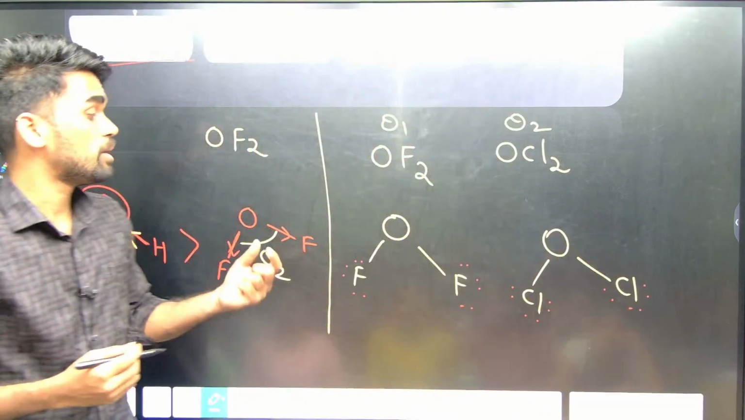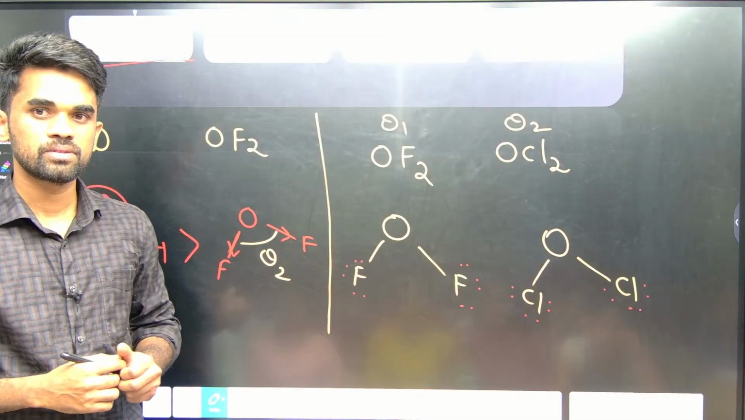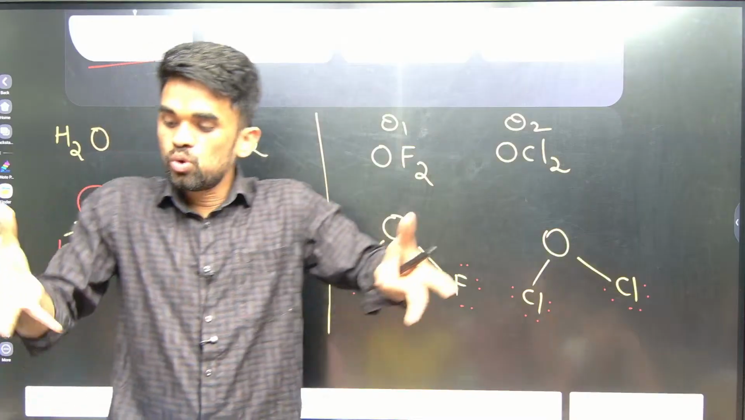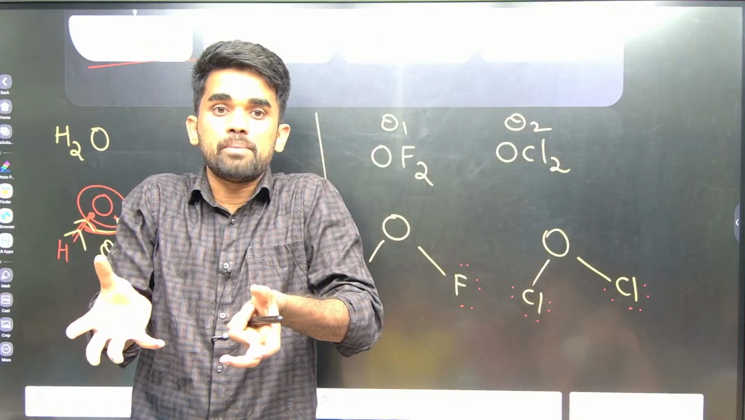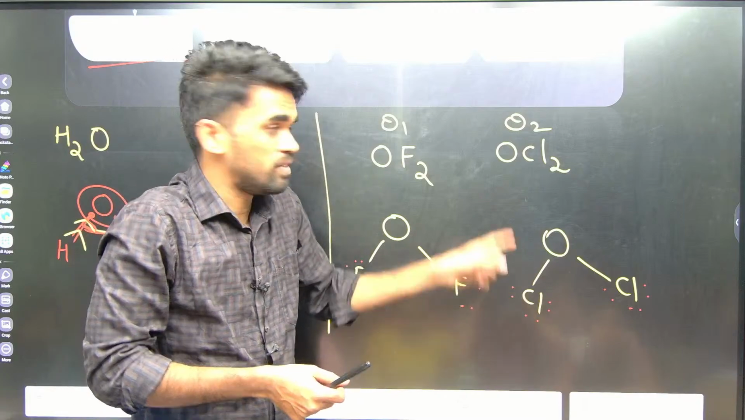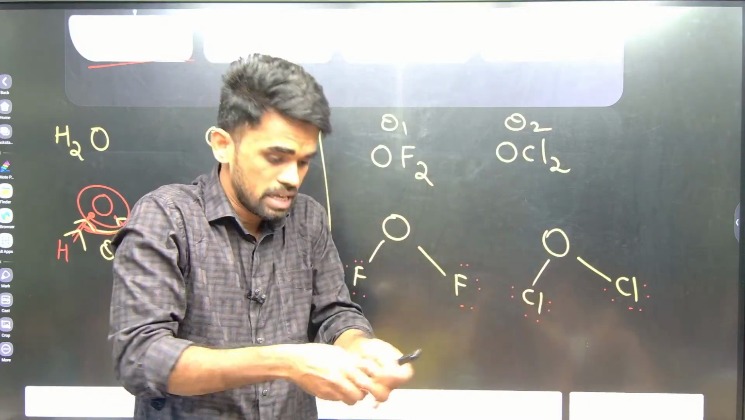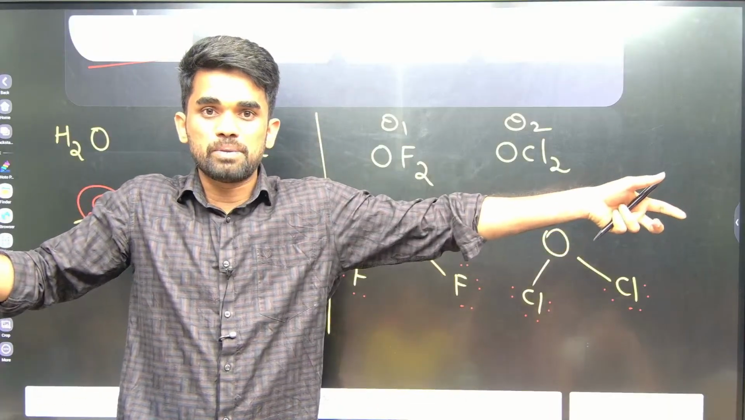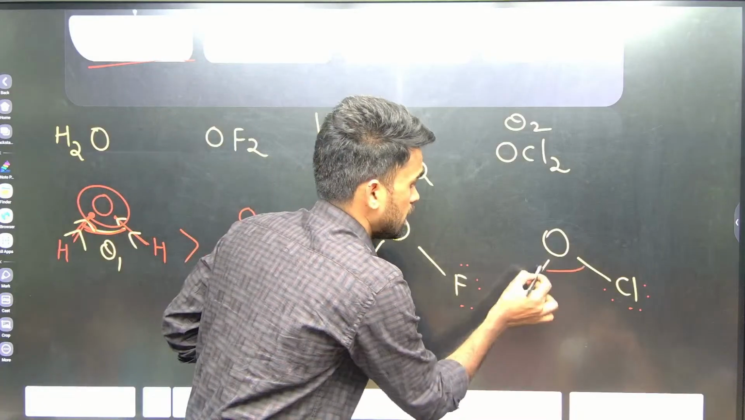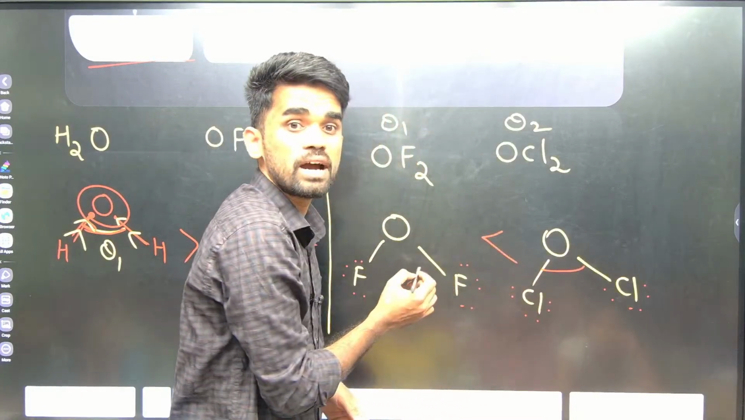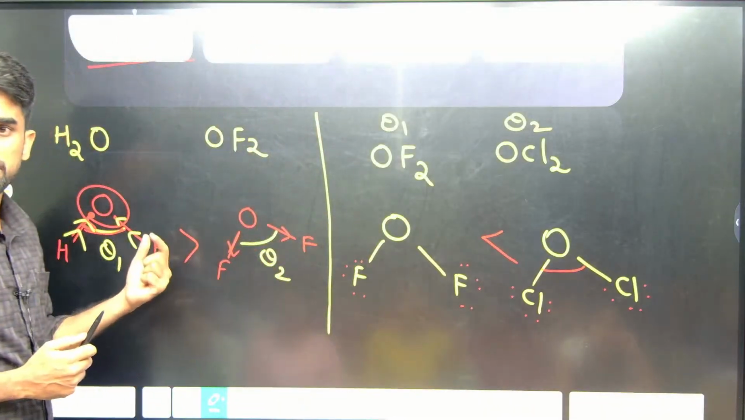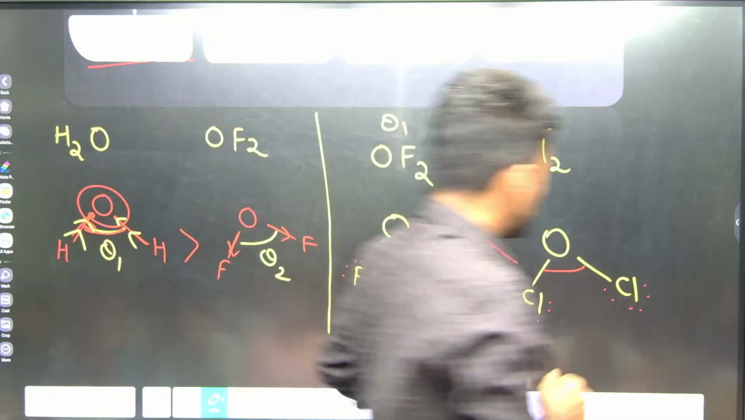Okay, but what about their sizes? Chlorine is larger than fluorine. So if two large atoms are close to each other, what happens? Repulsions. That's why when the size is increasing for the surrounding atoms, they will try to be with maximum separation. So which is more now, θ1 or θ2? θ2. So here it is a greater angle than this. Due to what factor? Size factor. Okay, you got these two examples? Yeah, make a note of it.